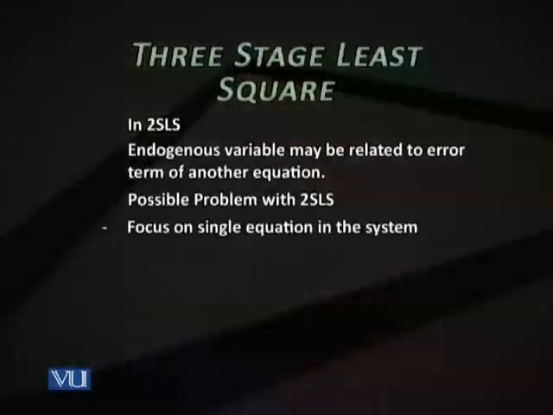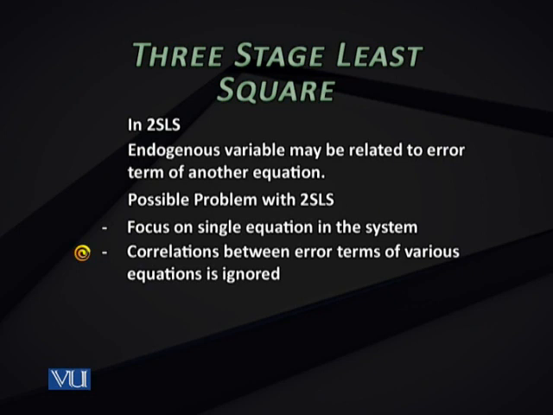So what possible problems are there? Let me list the possible problems in two-stage least square so that you can decide when to use three-stage least square if possible. As you see on the screen, the first problem stated is we focus on a single equation in the system. This is the over-identified equation that we are focusing on. Even if we have more than one over-identified equation, we focus at a time on one equation and estimate the structural parameters of that single equation. So this is the first issue. Second, as you see, we have correlations between error terms of various equations, which is ignored. So if you have two equations with disturbance terms E1 and E2, then E1 and E2 may be correlated, and 2SLS ignores that. So in this way, 2SLS may provide inefficient estimates.